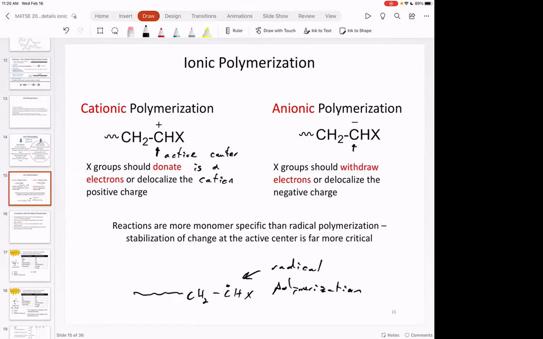Has to make radicals, right? And so you need to be looking at the chemical structure of that initiator, or know something like AIBN or benzoyl peroxide, and you say, that's a radical initiator, so I know I'm going to have radical polymerization, because AIBN or benzoyl peroxide can't initiate cationic polymerization or anionic polymerization.